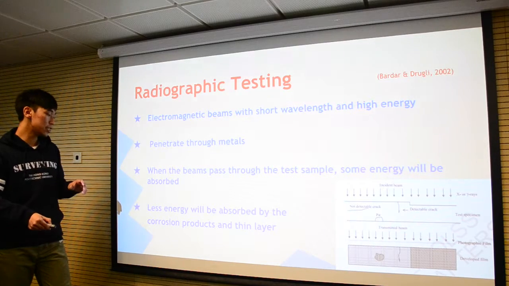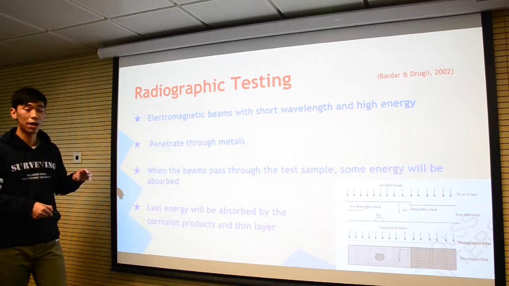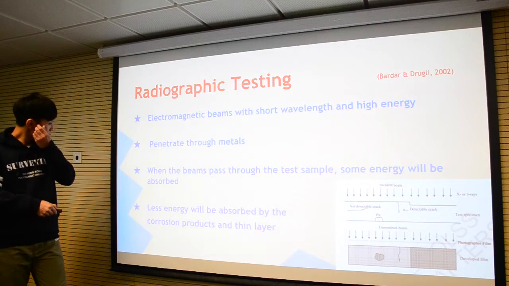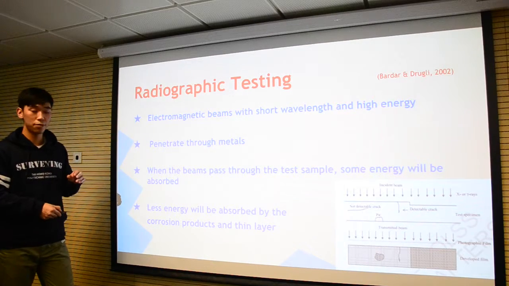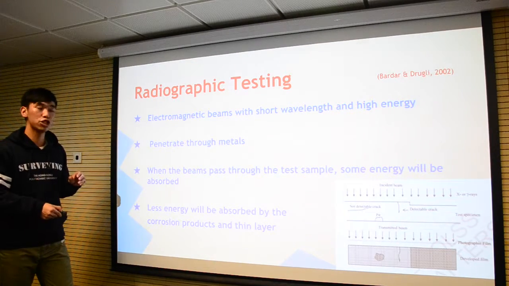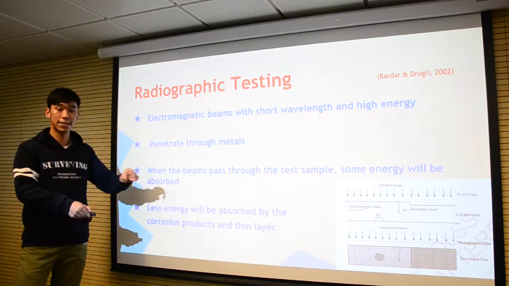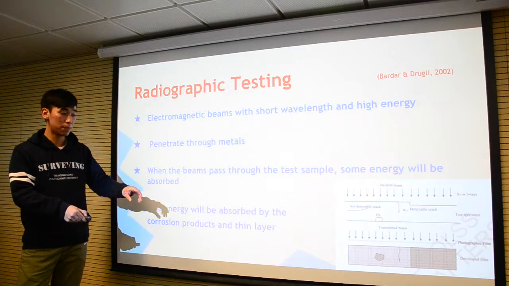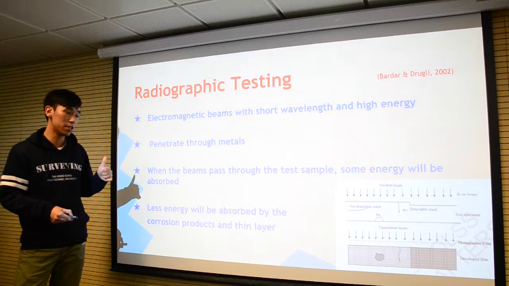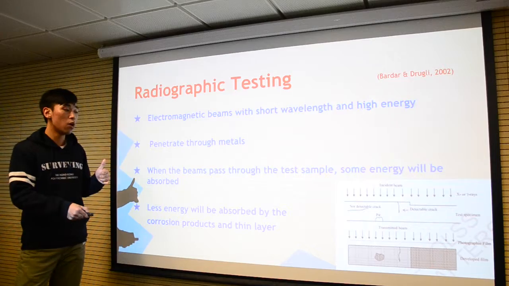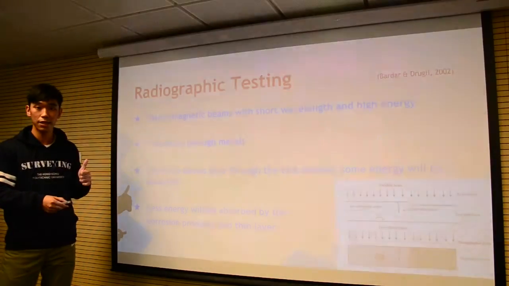Apart from the thickness, different materials will have different absorption rates. The corrosion product usually absorbs less energy, so we will see a dark color on the spectrum. According to this, we can determine whether the thickness has been reduced by corrosion, or we can detect whether interior corrosion has occurred or not.